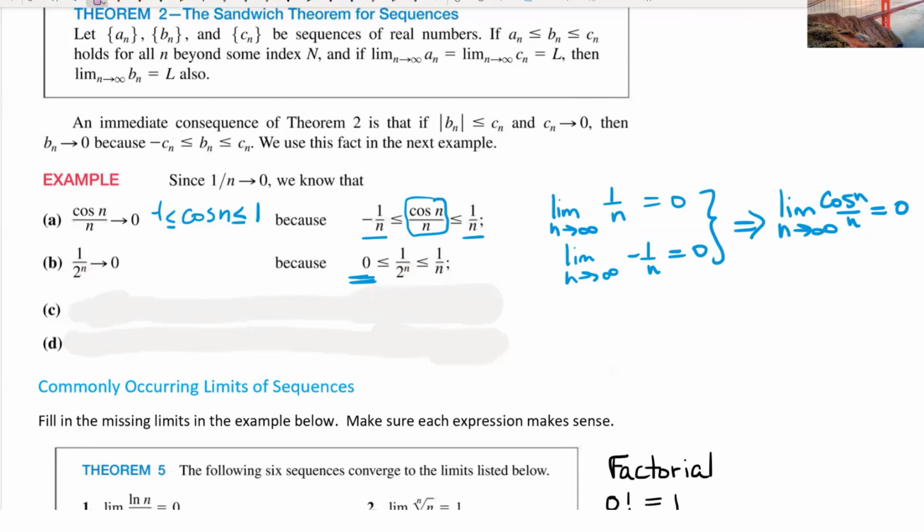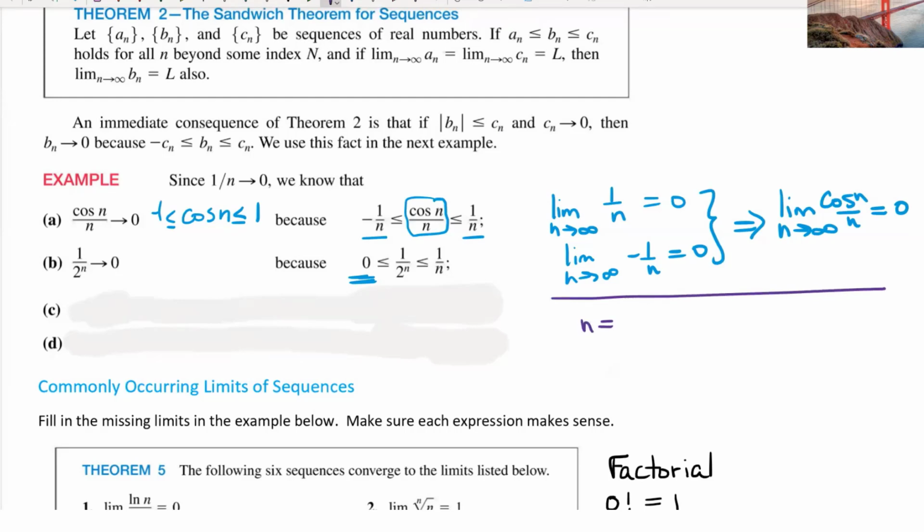Now, when I first looked at that, I had to write out what are the values of n and what are the values of 2 to the n to kind of convince myself that 1 over 2 to the n, in fact, is always less than or equal to 1 over n. So let's do that real quick off to the side here.